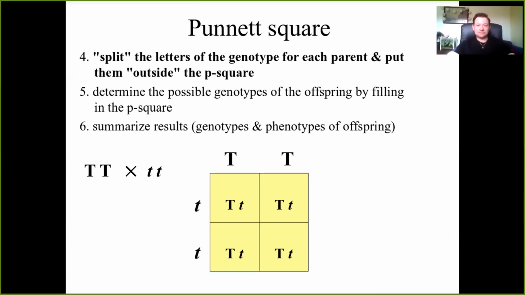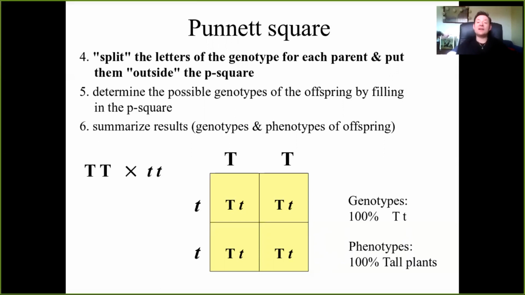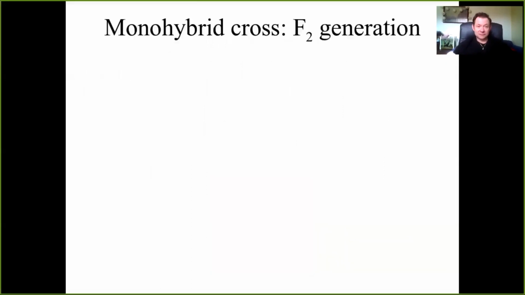Okay, so the combinations here: if we mated a purebred tall and a purebred short, then all the offspring can only be big T, little t, which means the genotypes will be 100% big T, little t. The phenotypes will be 100% tall plants.